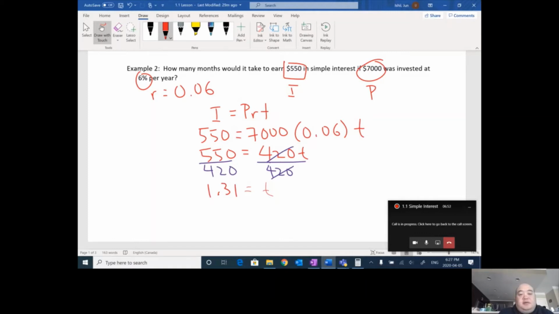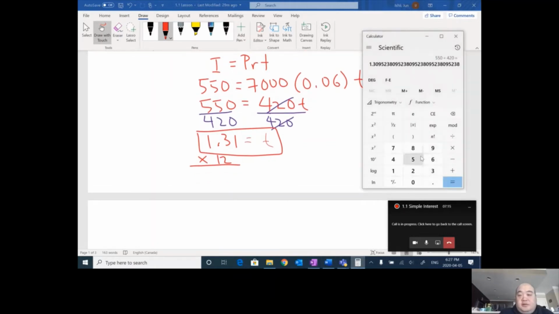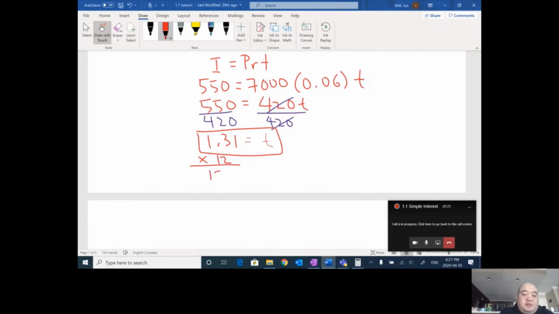Now this answer is in years. The question is asking for how many months. If I want to convert 1.31 years to months, we're going to have to multiply it by 12. So 1.31 times 12, we get 15.7 months. Let's just round that to 16 months.